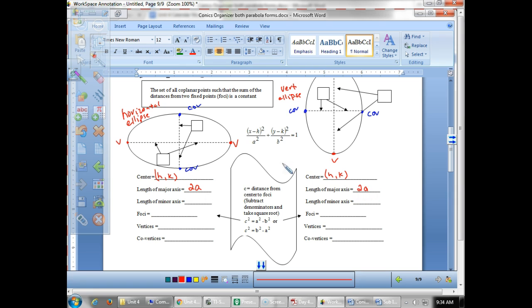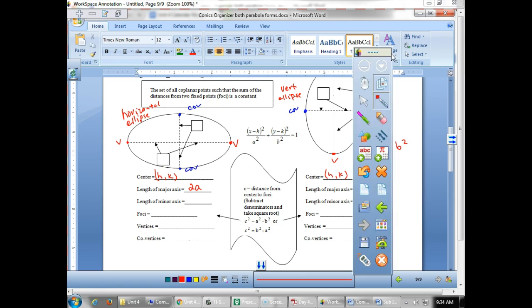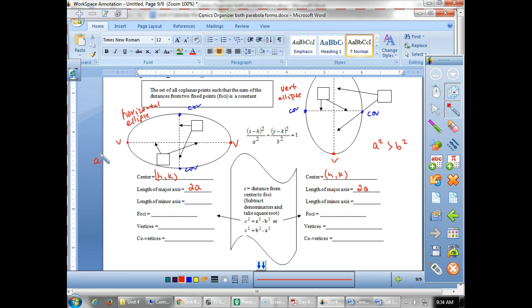Now, there's a little thing. There's two different ways you could teach this. We have decided to teach it where a squared is always bigger than b squared, no matter what. So a squared is bigger than b squared, basically meaning that the a squared moves around. But don't worry about it. It's really easy to apply. But a squared is always bigger than b squared in both cases.